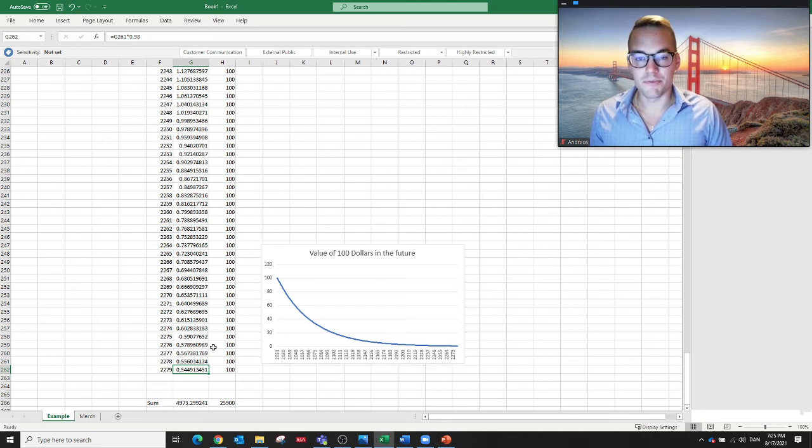$100 in terms of buying power will represent about 50 cents today. So maybe you can get a bubble gum for $100 or something like that. And this is what inflation is doing to currencies.